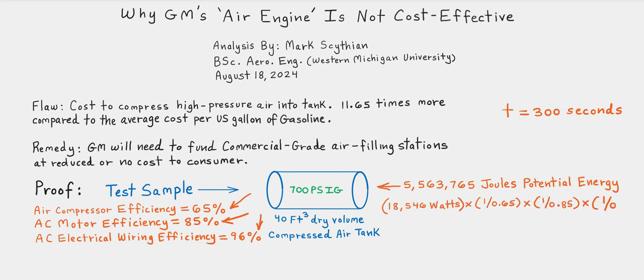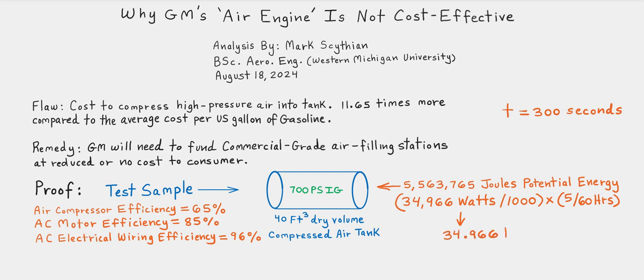curve for each subcomponent as a product function. So when we make the computation, it will actually cost 34,966 watts of electrical power, AC electrical true power that is. We'll divide that value by 1,000 to get the kilowatts, and then we'll divide 5 minutes by 60 seconds to get the hours.